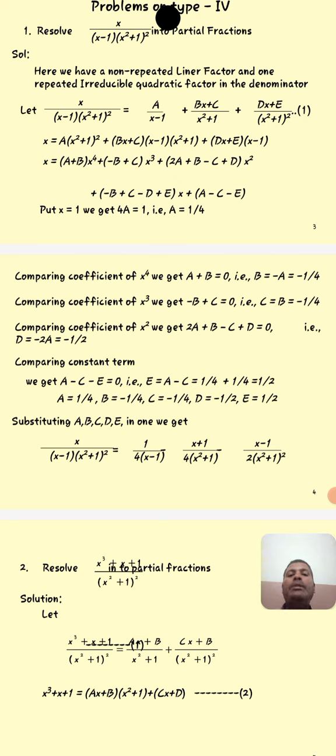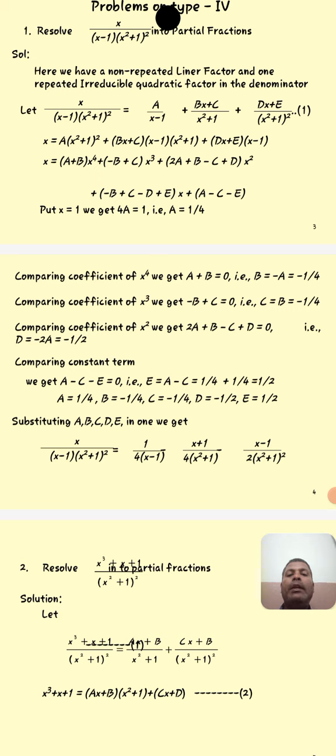Comparing the coefficient of x to the power of 4, we get a plus b equal to 0, that is b equal to minus a. We already know that a is equal to 1 by 4. So in the place of a, we put 1 by 4, and we get b equal to minus 1 by 4.